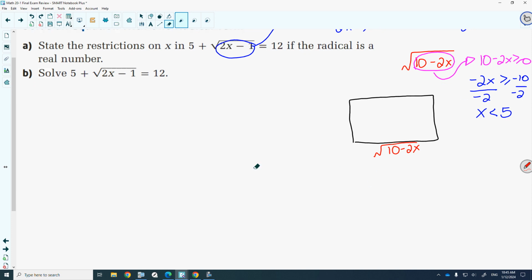Okay, let's solve the radical. How we solve a radical is 2 steps. Step 1 is isolate your radical.